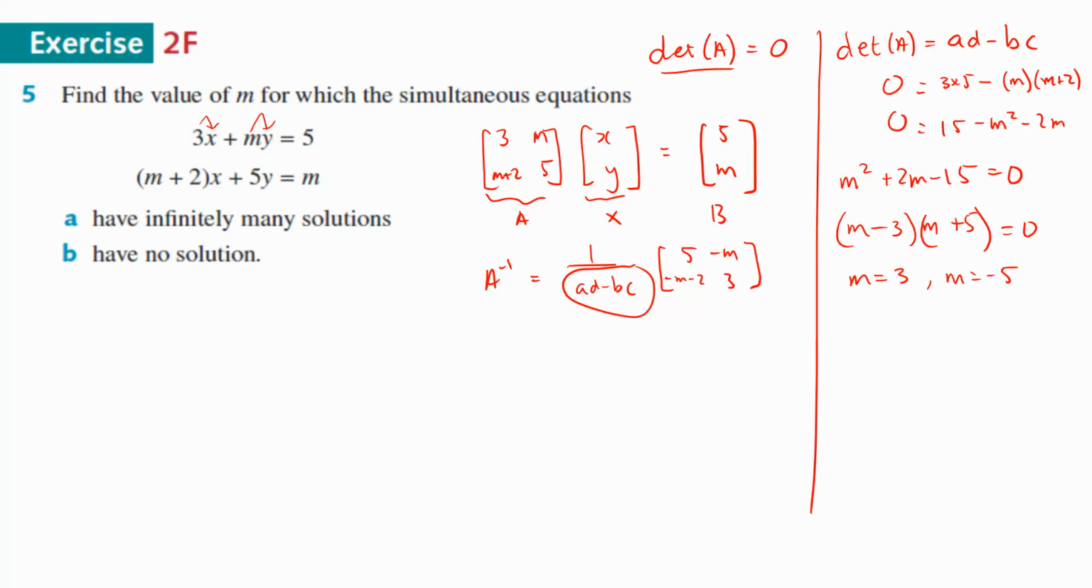Well, what does that mean? I did all this algebra, you follow my notes, and you're like, all right, cool. I've got m equals 3, m equals negative 5. What does that mean? It's all about the meaning. So what's the point of me finding this m? What have I just found? That when m is equal to 3 or negative 5, there's a negative.